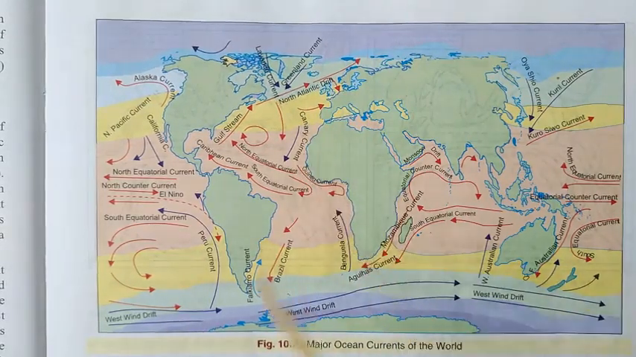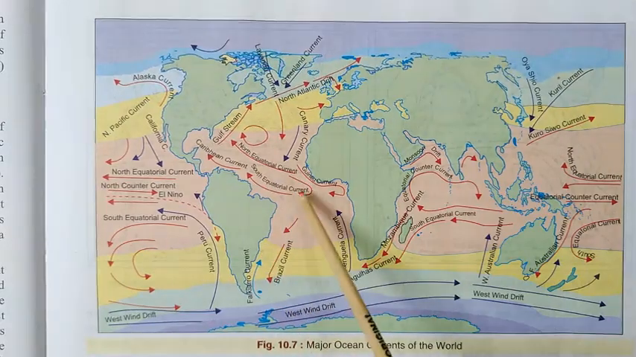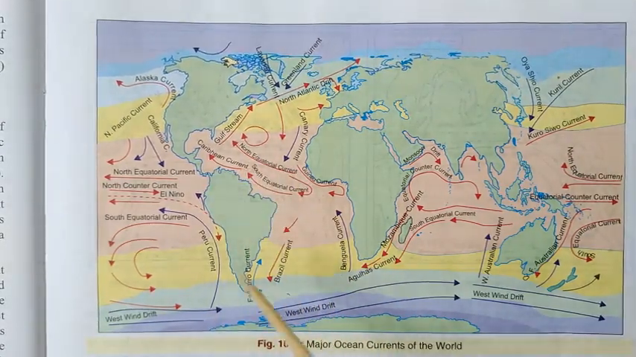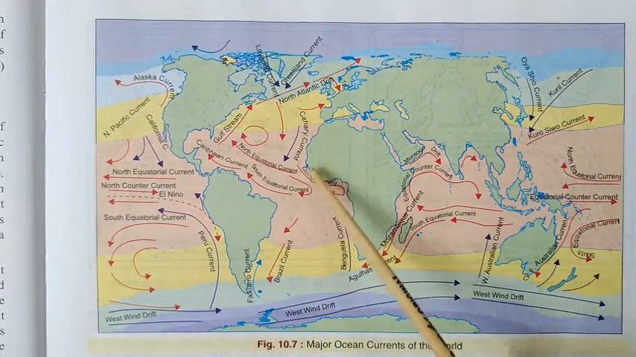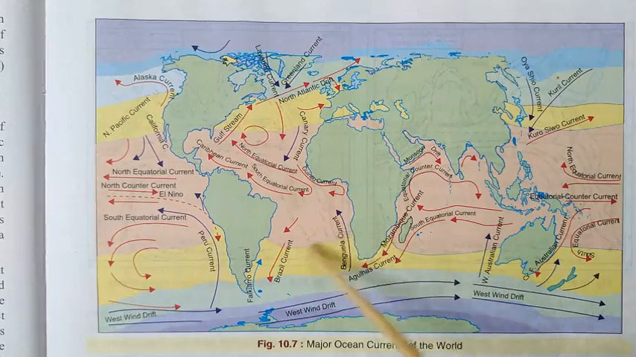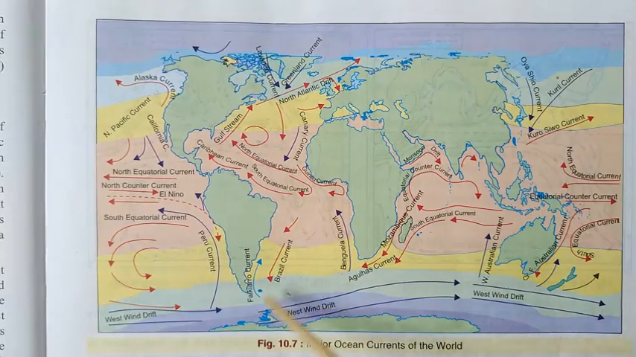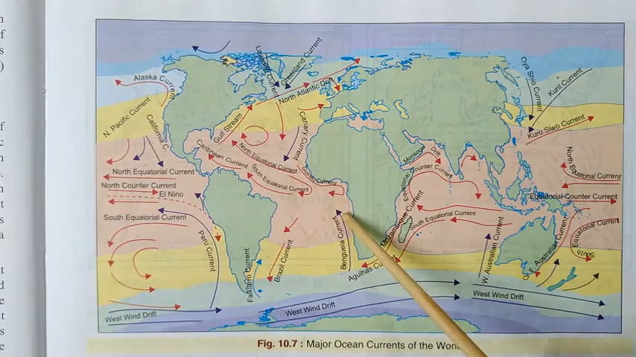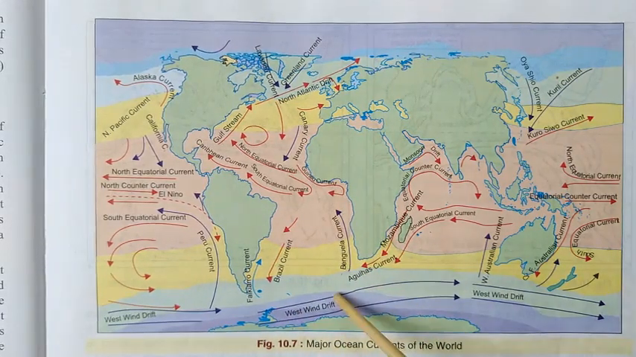There is a Canary current. Then there is a South Equatorial current, a North Equatorial current. There is a Caribbean current. Then there is a Guinea current. In the South Atlantic Ocean, some important currents are the Brazil current, and there is a Falkland current. This is a cold current, and the Benguela current is also a cold current, and the west wind drift.